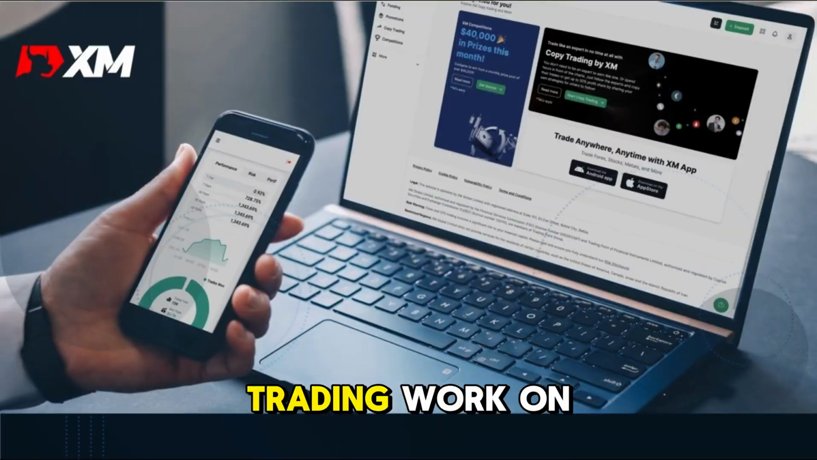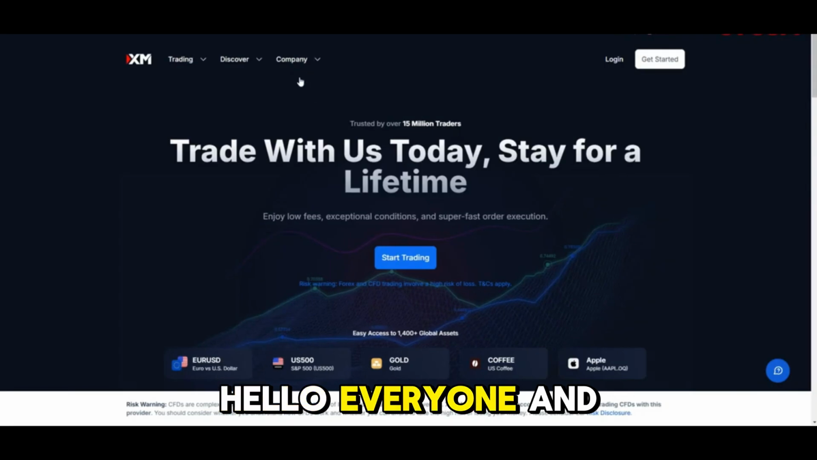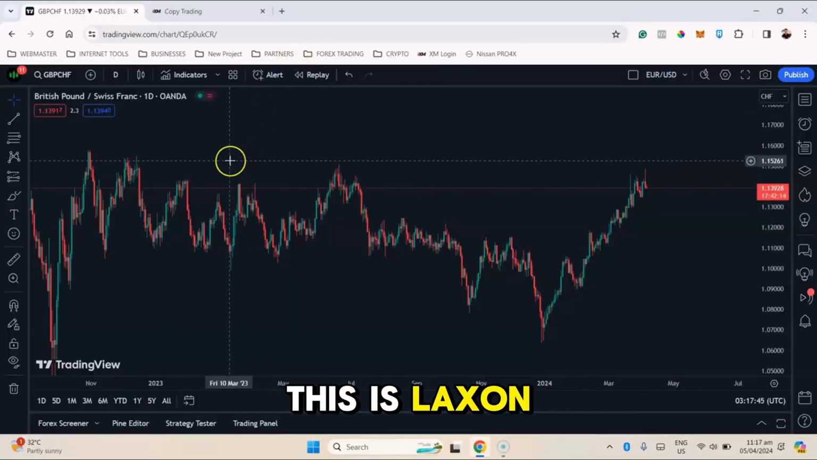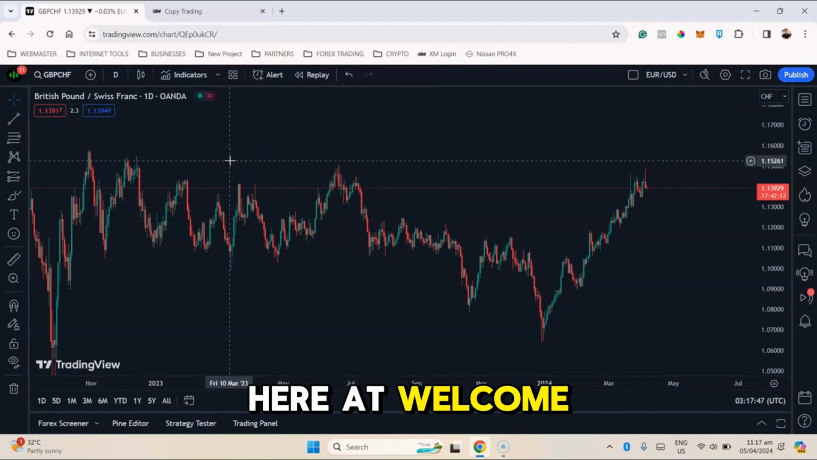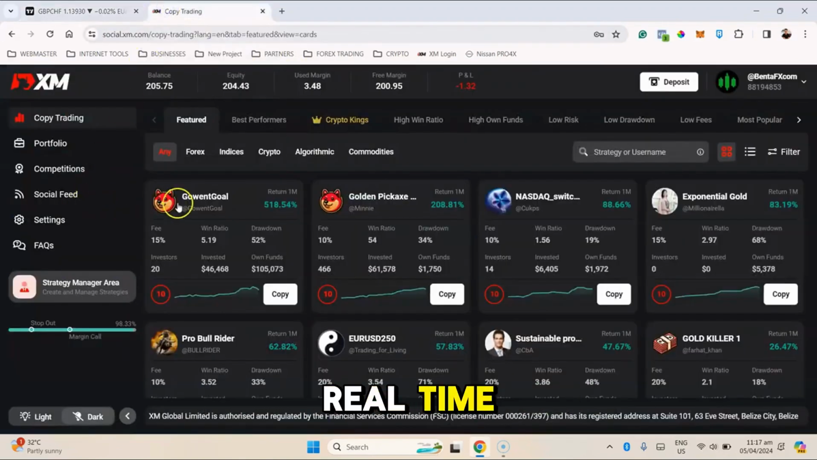How does copy trading work on XM Global? XM Global's copy trading system is relatively straightforward to use. You select a trader whose performance you like, set your investment amount, and then your account mirrors their trades. This process is automated, so once you've set it up, you don't have to manually execute any trades yourself. Everything happens in real time.